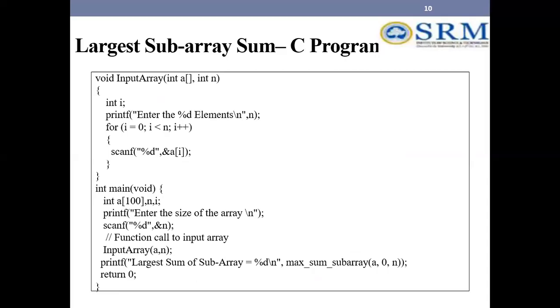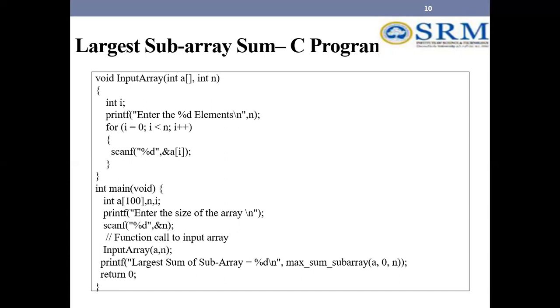And so how to write a C program for finding the largest subarray sum using the divide and conquer approach. See the int main function. In the main function we declared array A, n is the size of the array and i is a looping variable. First get the size from the user, that is the n value. Then the function is called for getting n elements for the given array. So get n values from the user. Then print largest subarray sum is %d, and we are calling the max sum subarray function.